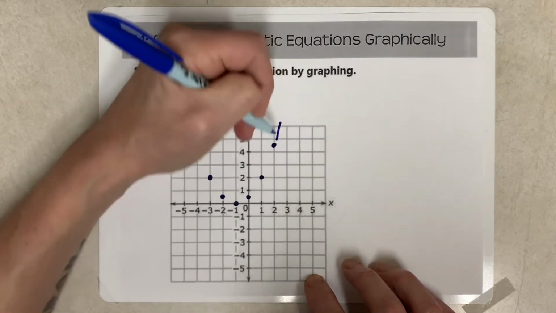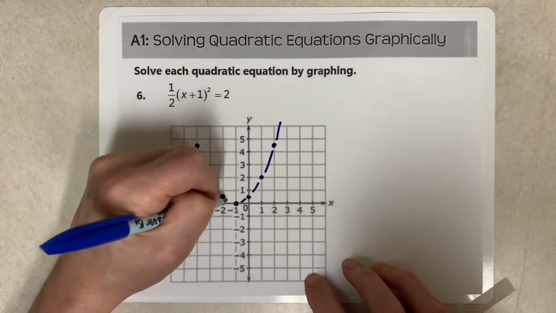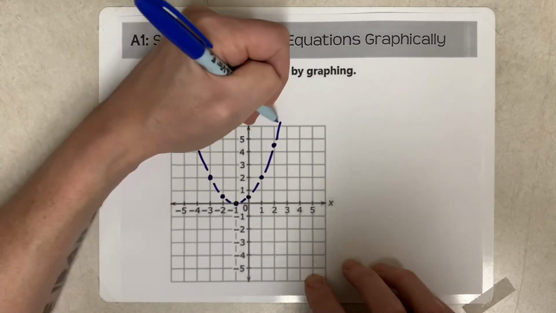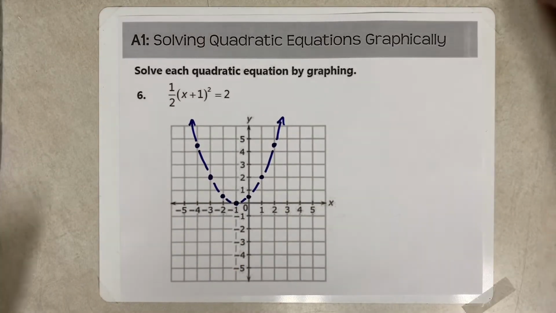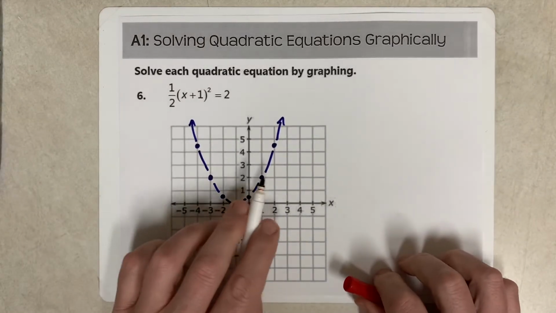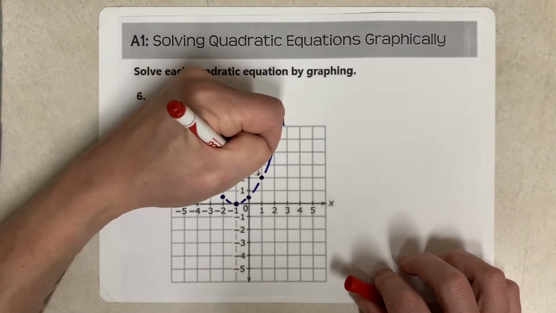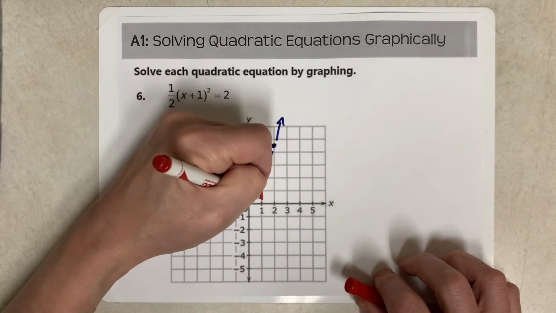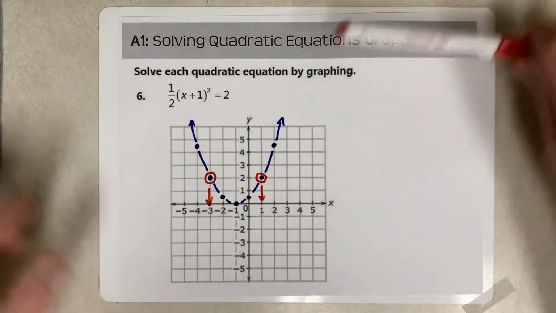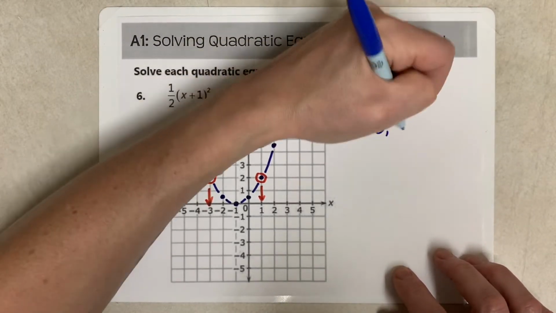We see that it did get wider, like it usually does when you have a number in front that is between 0 and 1. And we want to figure out where that equals 2. So where does that equal 2? Here's 2, there, and there. So these 2 points right there are the ones we're going to focus on, and that's going to correspond to -3 and +1. So my two answers are going to be -3 and +1.